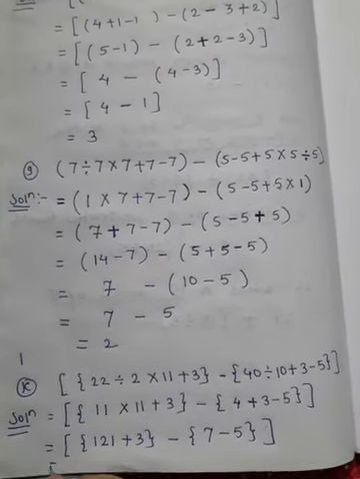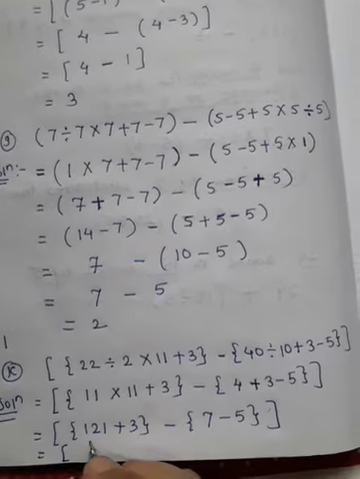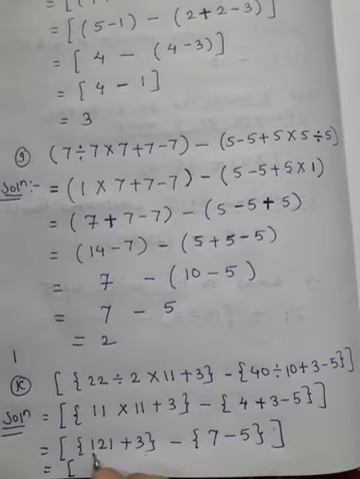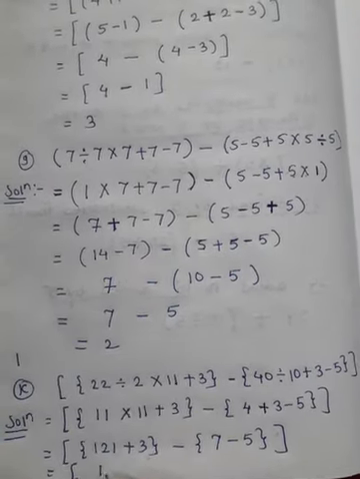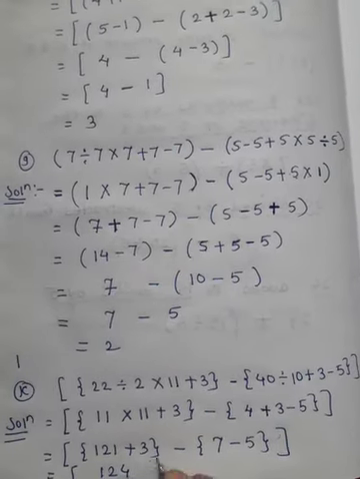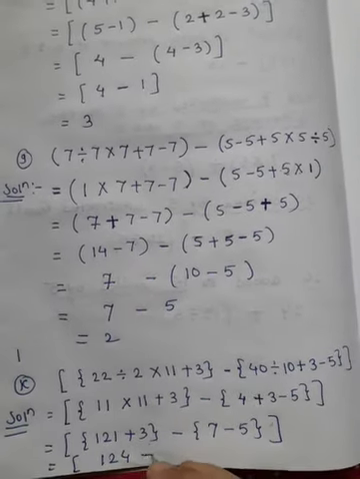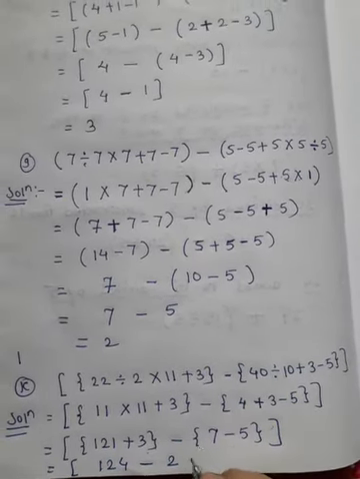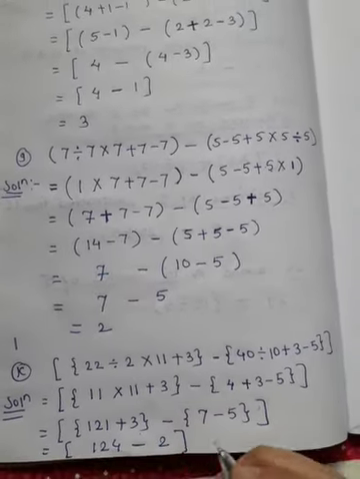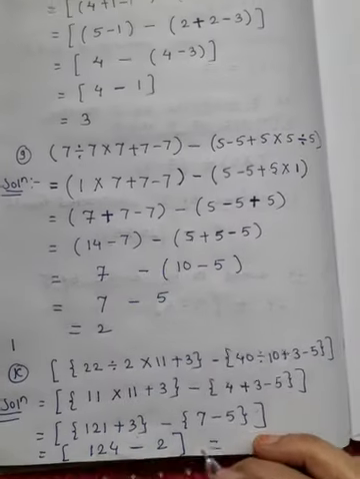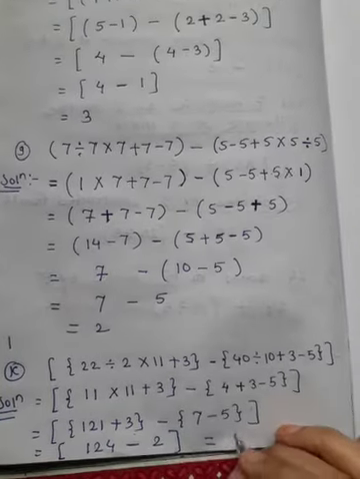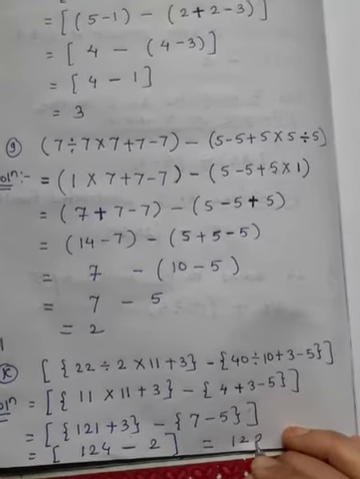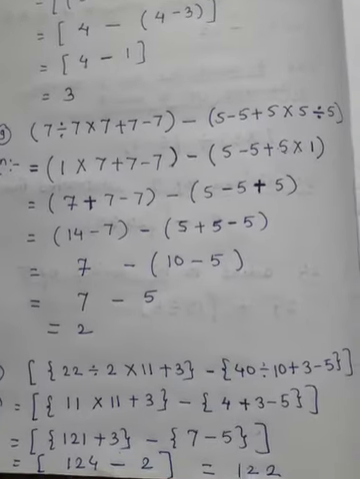Okay, now in the first curly bracket, 121 plus 3 gives you 124. Remove this curly bracket, minus 7 minus 5 gives you 2. Remove this curly bracket and write square bracket. Okay, now 124 minus 2 gives you 122. So this is our final answer.